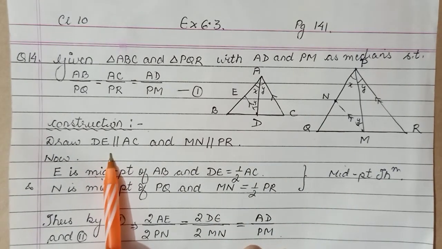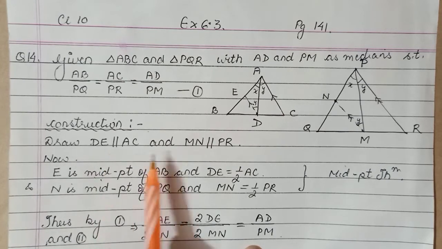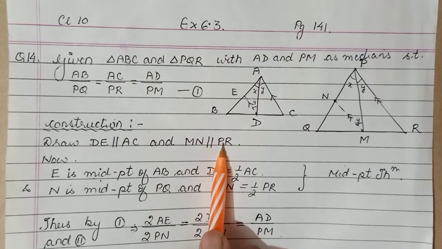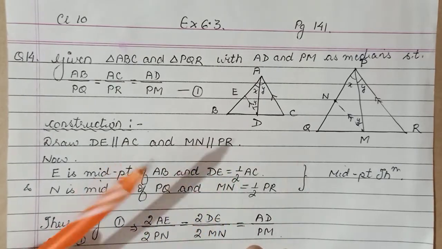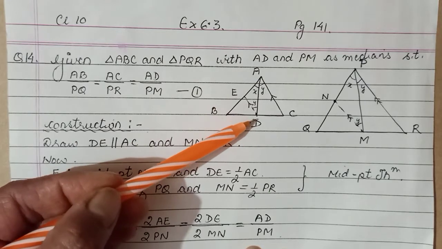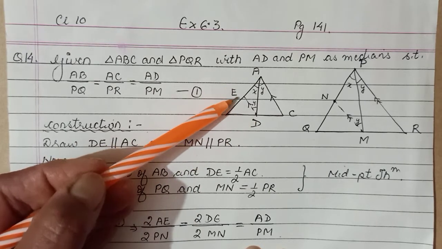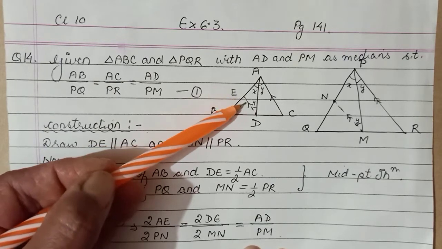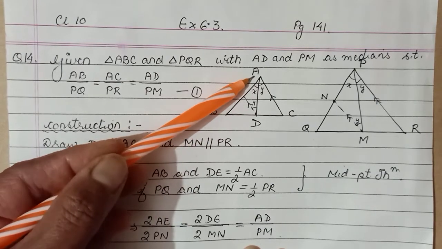So we have done this construction: draw DE parallel to AC, likewise in the other triangle MN parallel to PR, and then we are saying E would be the midpoint. D was already a midpoint because it was a median, which is given, and then we drew a parallel line from here, so it will meet the other side at its midpoint. That is what our midpoint theorem is. So E also happens to be the midpoint of AB.